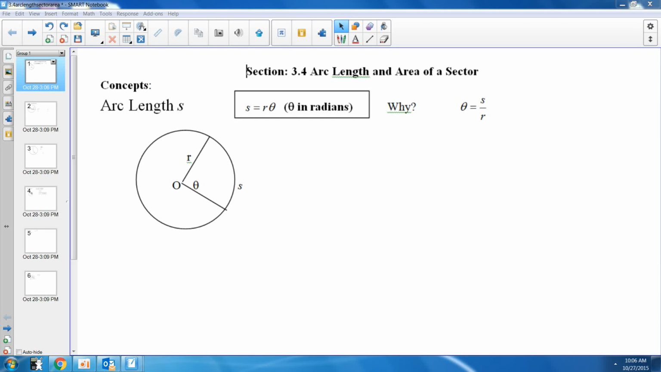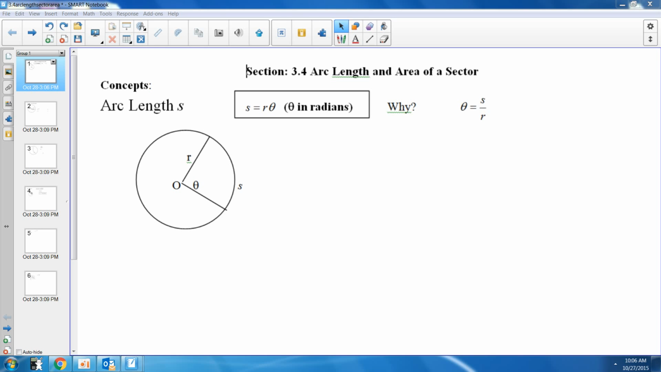Today we're going to learn about section 3.4 on finding the arc length of a circle as well as finding the area of a sector in a circle. Both of these deal with a part of the whole thing: a part of the circumference, a part of the area of the whole circle. And we're going to think about it in that way.